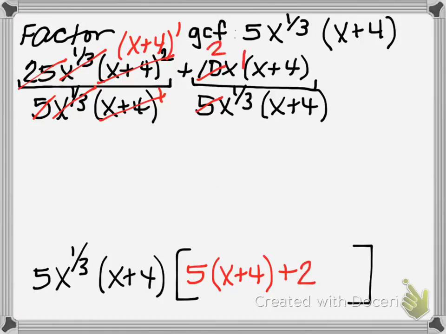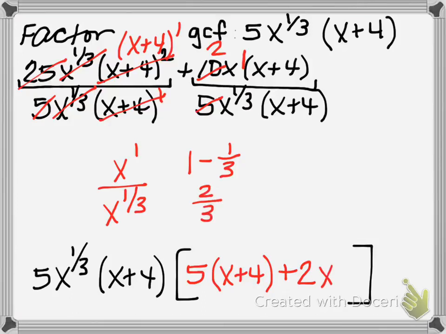Then here we have x to the first over x to the 1/3. Let me write that mini problem down below so you can see this piece. So we have to subtract our exponents. 1 minus 1/3 leaves us with an exponent of 2/3. So that's x to the 2/3 power. And then x plus 4 divides into the x plus 4 one time. That divides out.